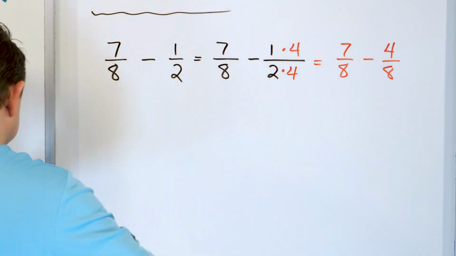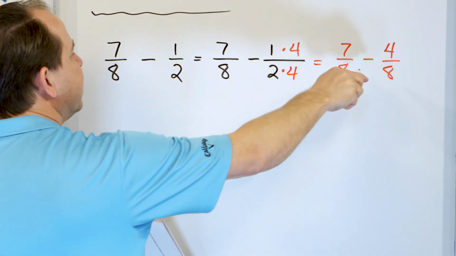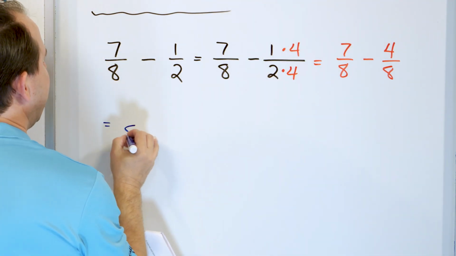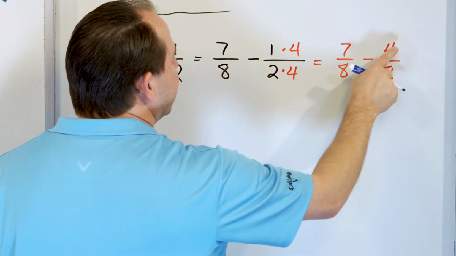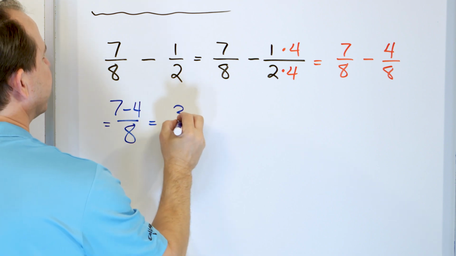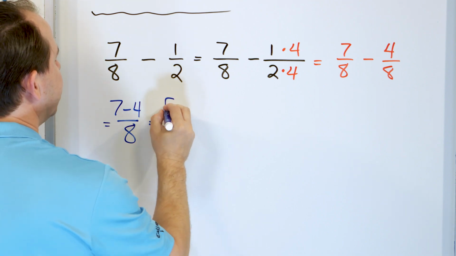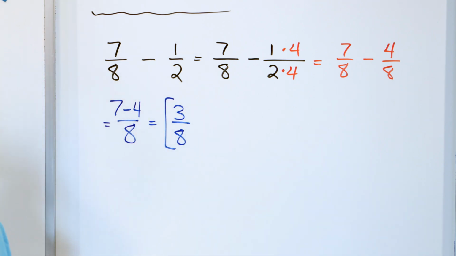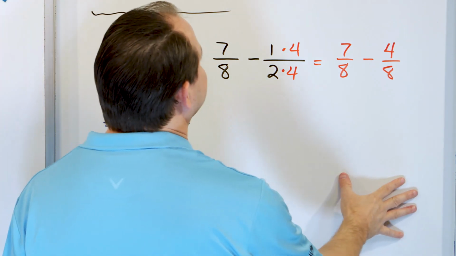This is the problem I will solve. I have a denominator that's common of an 8, and then 7 minus 4 goes in the numerator. What is 7 minus 4 anyway? It's 3, and then 8 on the bottom. I can't simplify that anymore. I cannot divide top and bottom to make that any simpler, so I just leave it as 3/8, and that's the final answer.